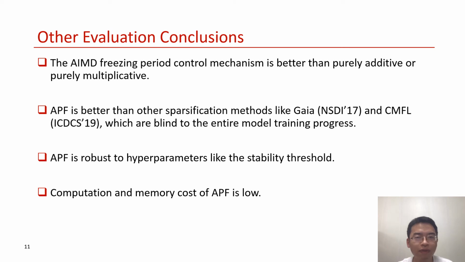We also draw some other conclusions in our evaluations. We confirm that the AIMD design in APF is better than purely additive or purely multiplicative mechanisms. Meanwhile, as a sparsification method, APF is better than other sparsification methods in the literature like Gaia and CMFL. APF is also robust to hyperparameters, and its computation and memory overhead is low for edge devices. Please refer to our paper if you're interested in these evaluation details.